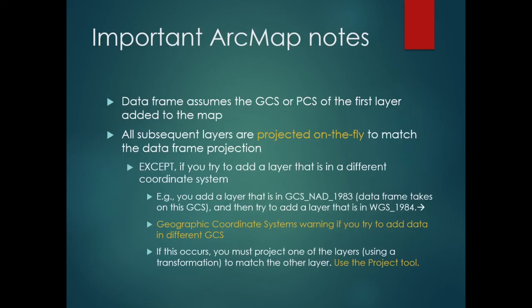So it's important to note that when you add your first data layer or feature class to ArcMap, that sets the coordinate system, either the geographic coordinate system or the projected coordinate system, of the data frame, so that the data frame can then decide, when you add subsequent layers, whether it can align those layers, what's called on the fly. And it can do that if you have, for example, layers that are in different projected coordinate systems, but that use the same geographic coordinate system.